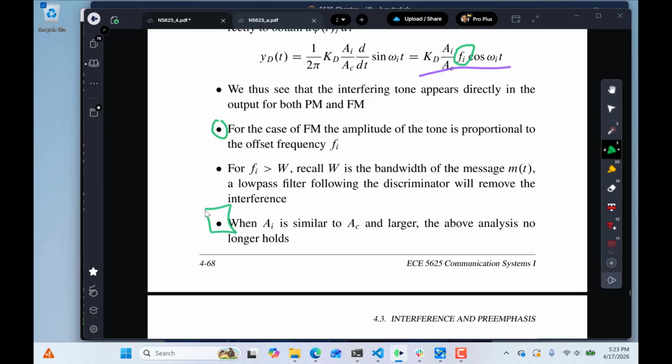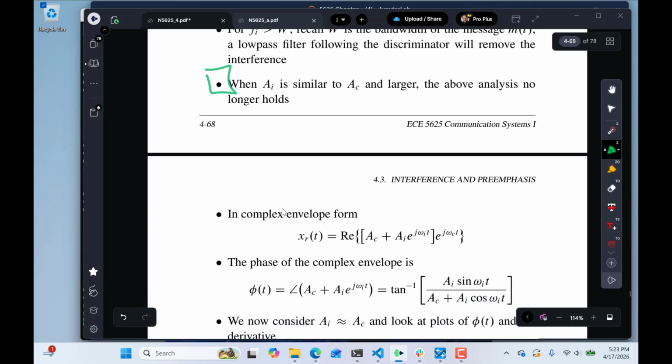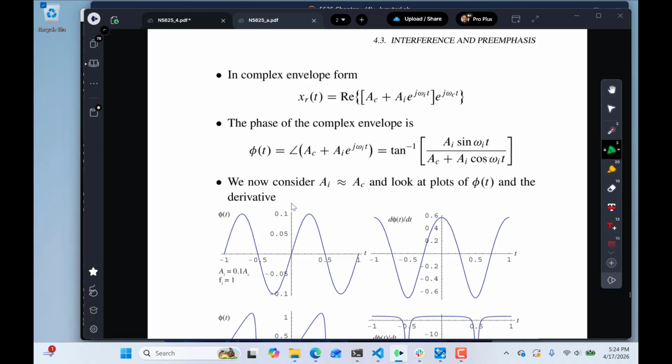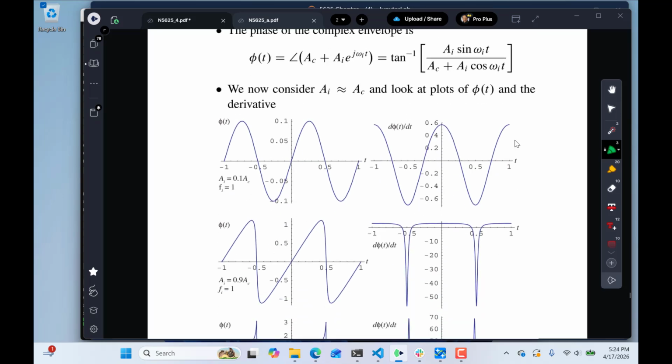When the interference is similar to or larger, then the above analysis doesn't hold. The power series expansion can't serve as a point of approximation. Instead, we have a full complex envelope that would have this unmodulated carrier plus our interference. And if we look at the phase or the angle associated with this complex envelope, it becomes what we saw earlier, except it's going to be fully the arctangent of this ratio. And there aren't any really good simplifications. It just turns into a bit of a mess.